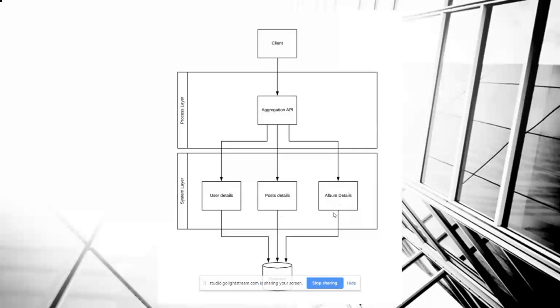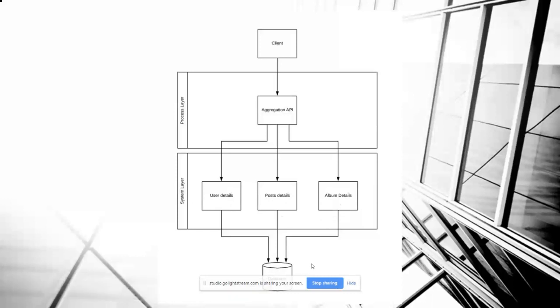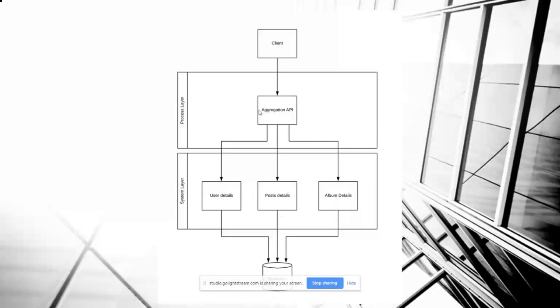All the APIs are going to a database to fetch. It can be a different database, it can be a different web service, it can be anything. For simplicity, I have taken one database. They will fetch all the details. The process layer will aggregate every single piece of data to form the page details: the personal details, post details, and album details, and at the end the client will get that detail.